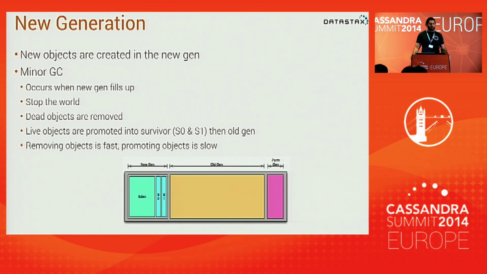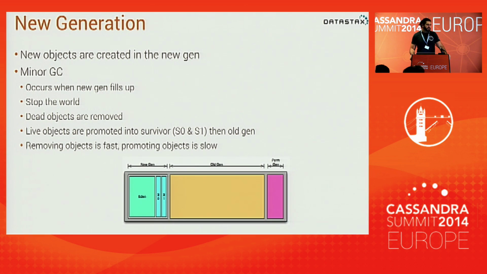And if that sticks around long enough and we hit a minor GC, which is when Eden fills up, the objects that are still active are going to be promoted into survivor. Okay, so you've got new stuff in Eden, promoted into survivor, and if it stays around in survivor long enough, it gets promoted into the old gen.